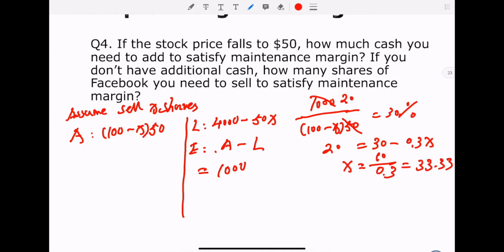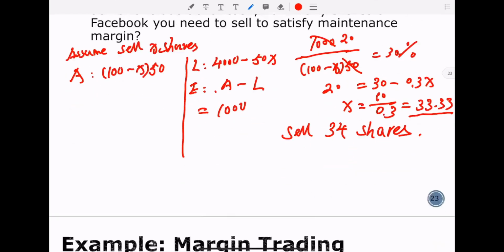33.33. So, well, let's assume you cannot sell these weird fractional shares, right? You have to sell integer shares. So the answer is you will need to at least sell 34 shares. Okay.